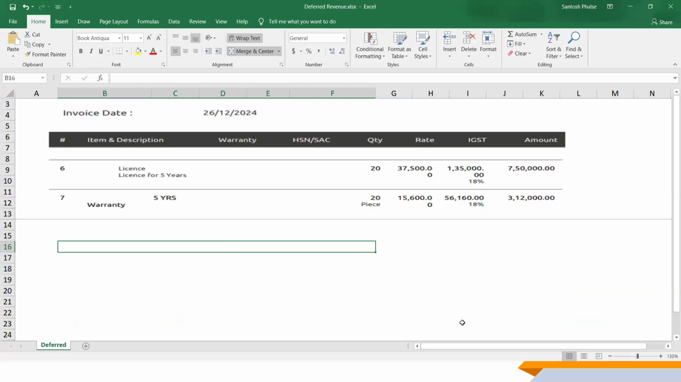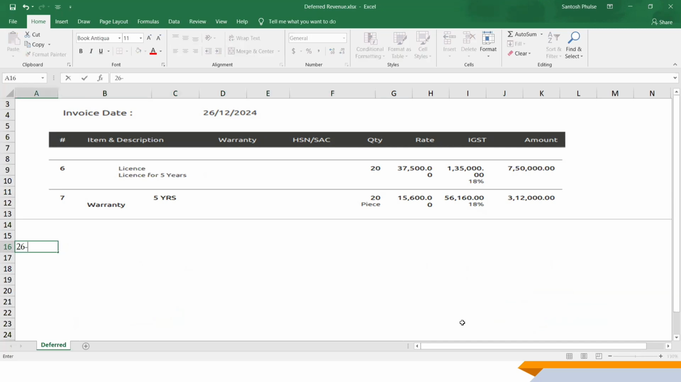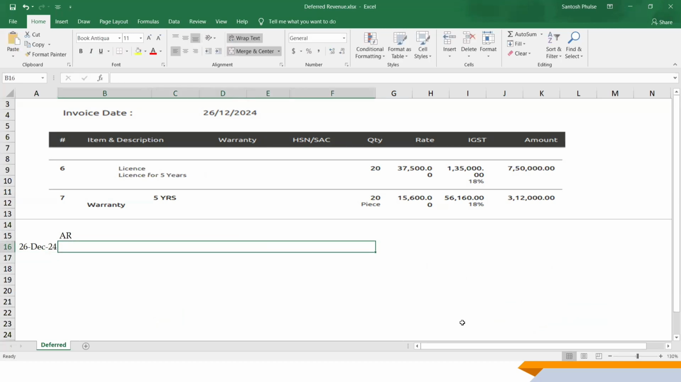But the one thing is that the deferred revenue is a liability, and as and when we deliver the services, we have the right to recognize that as revenue. So the moment you raise the invoice on 26th of December, this entry is going to be taken care of by your AR team. So the AR team is doing this entry in the system.